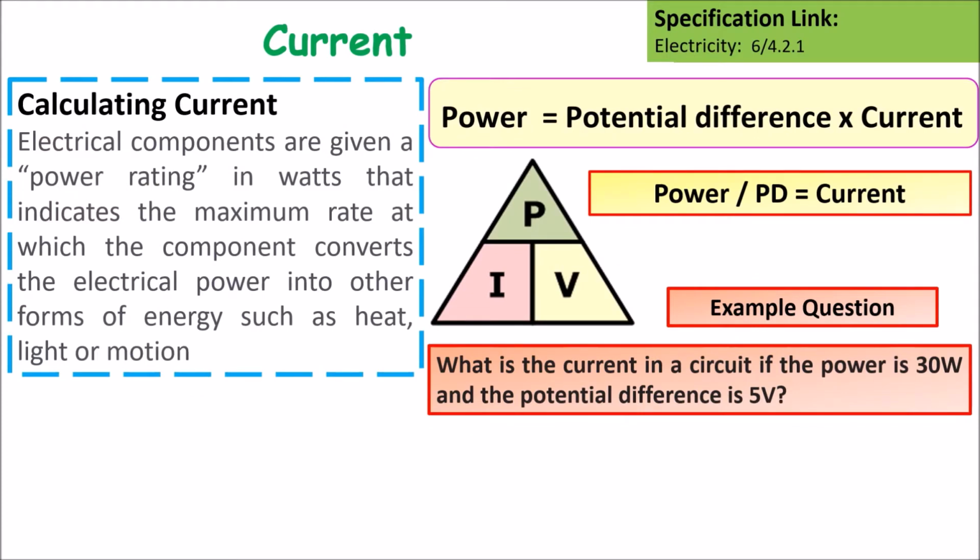So one equation that involves current would be power is equal to potential difference times current. So if we rearrange that, power divided by potential difference is current. An example of a question is what would be the current in the circuit if it had a power of 30 watts and the potential difference is 5 volts. That would give you 30 divided by 5, which would mean that the current was 6 amps.